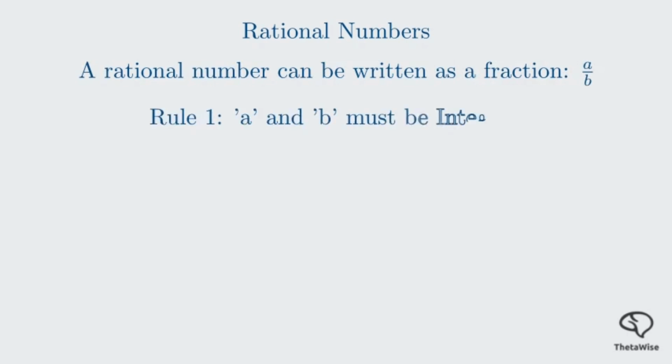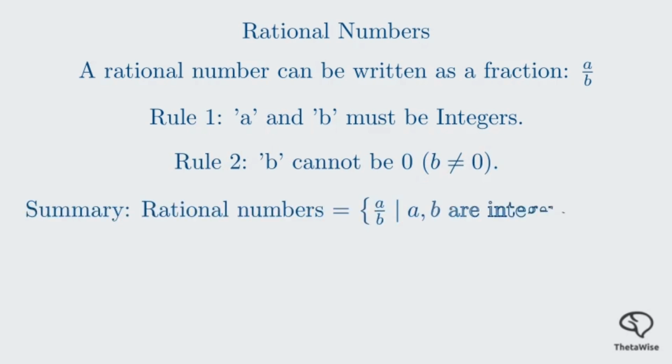The first rule is that the top number, which we call the numerator, must be an integer. Integers are the whole numbers and their negatives. So, numbers like 1, 5, 100, and also -2, -8, and -50 are all integers. And the second rule is even more important. The number on the bottom, the denominator b, can be any integer except for 0. It's impossible to divide by 0, so this rule is essential. Remember, you can't have a 0 on the bottom of a fraction.